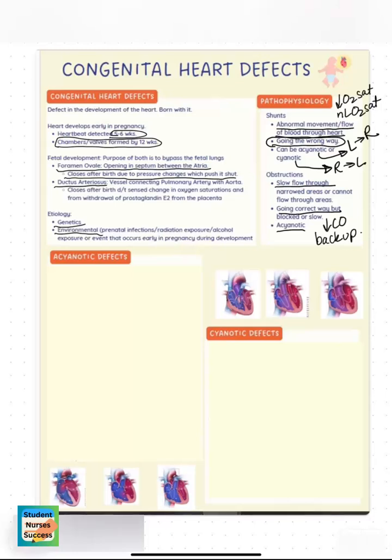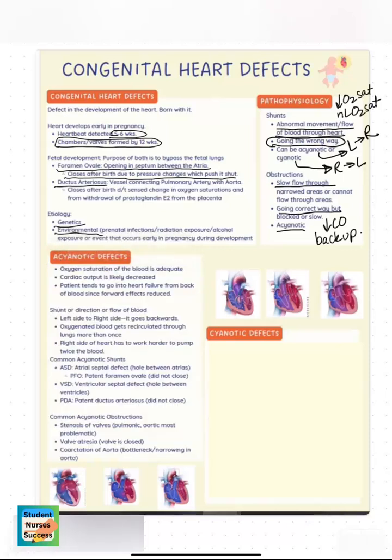So now let's move in and talk about our acyanotic heart defects. Acyanotic heart defects means that we have enough oxygen saturation of the blood. So O2 sats are good. However, in an acyanotic heart defect, it is likely that the cardiac output is decreased. And so what we see with acyanotic heart defects is the patient tends to go into heart failure from a backup of blood since the forward effect is reduced.